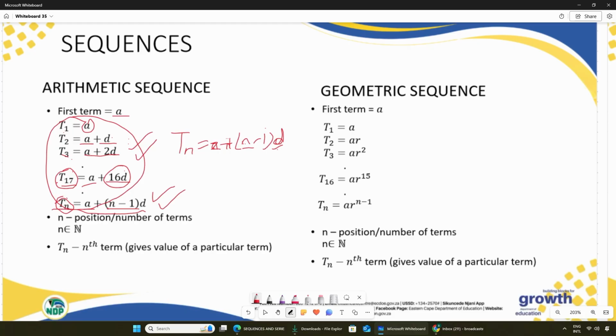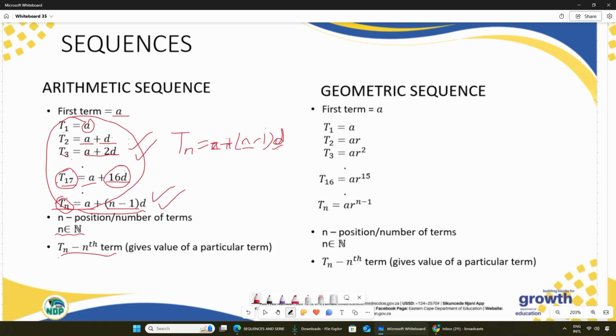Now, in the general formula that we obtained, n represents the position or the number of terms, and n is always an element of the natural numbers. That simply means n cannot be a decimal, and n cannot be a negative number. Tn is the nth term. We can say in simple words, Tn gives you the value of a particular term.